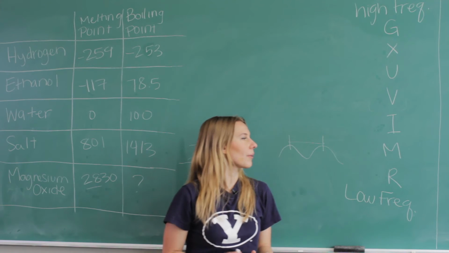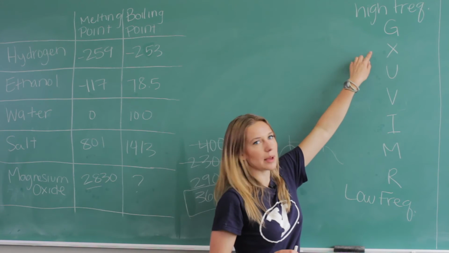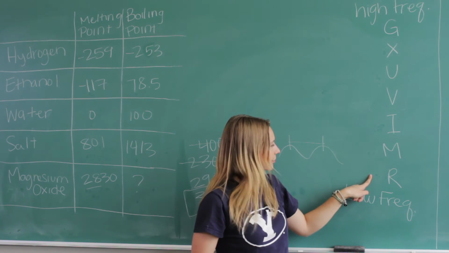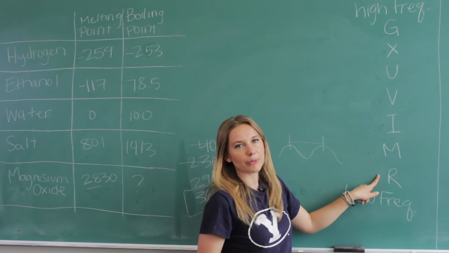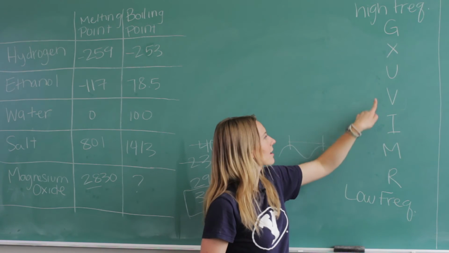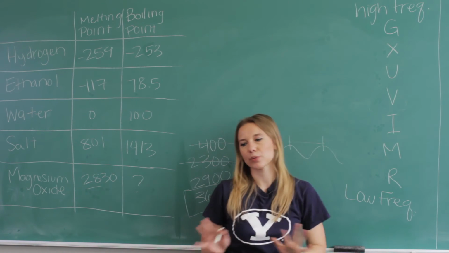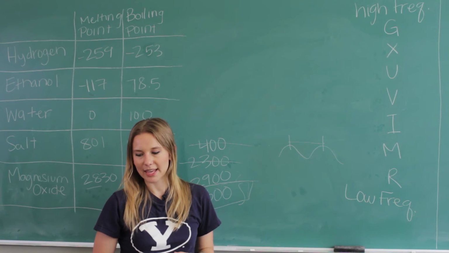And so a way to help you, a little mnemonic to help you remember this, is grandma examines ultra vacuums in my room. Or another one, going the reverse way, is rabbits mate in very unusual extreme gardens. So whichever one helps you remember it, you need to know that electromagnetic spectrum, okay?